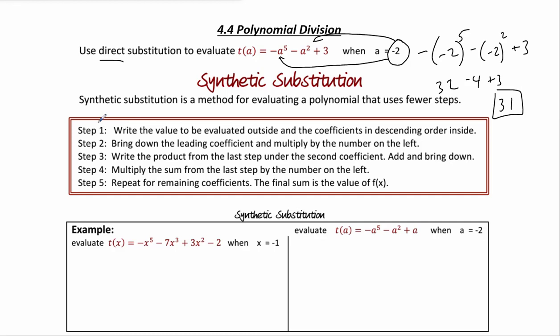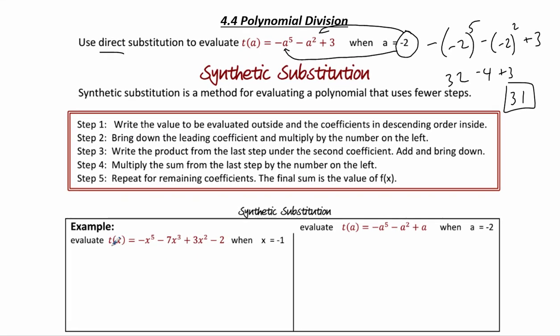So, here are your steps here. Steps 1, 2, 3, 4, 5. Step 1, write the value to be evaluated outside in the coefficients in descending order. Again, I'll go through all these specific steps. You can read the rest of them. I'll kind of talk about them. I'll hit them as we go. So let's do an example here.